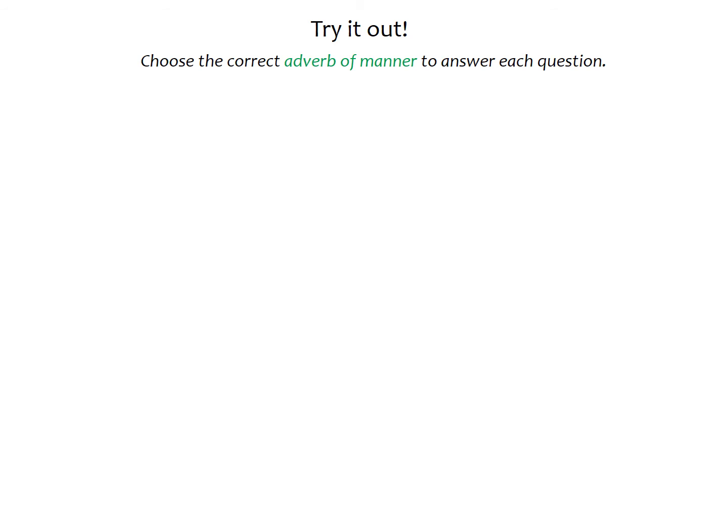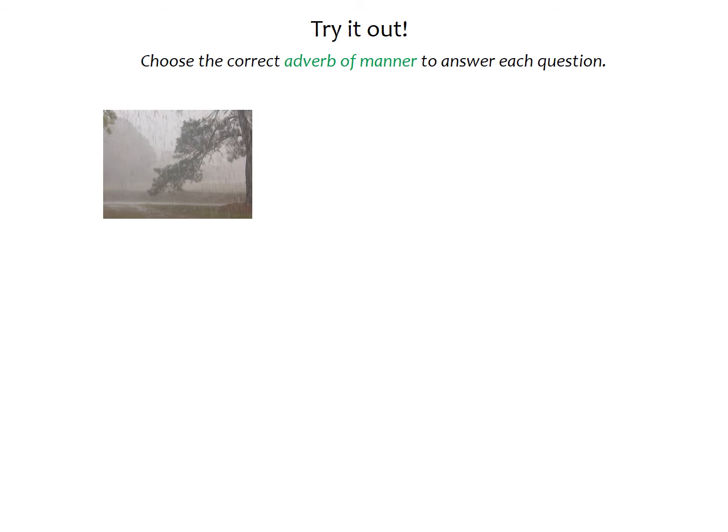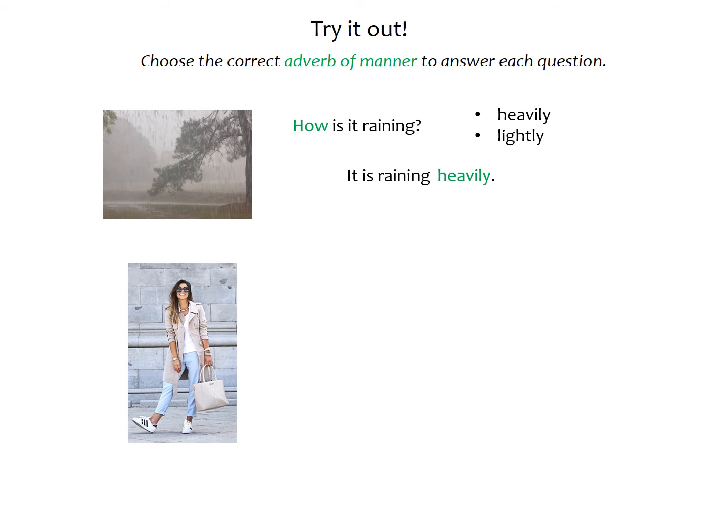So now that we have an idea of how to form our adverbs of manner and when to use them, let's try it out by choosing the correct adverb of manner to answer each question. So first, let's take a look at our picture. We see, how is it raining? Heavily or lightly? Well, based on the picture, we can see it is raining heavily. And now we see, how is she dressed? Casually or formally? Well, again, based on the picture, she is dressed casually.